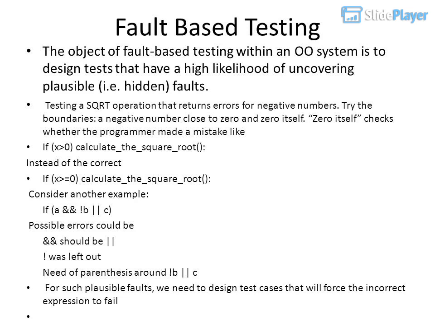Consider another example. If A and B vertical bar C. Possible errors could be that the vertical bar was left out, or that there is need of parentheses around B vertical bar C. For such plausible faults, we need to design test cases that will force the incorrect expression to fail.